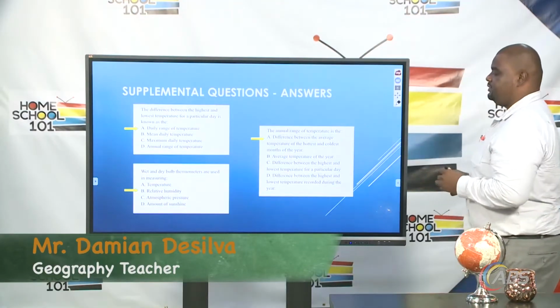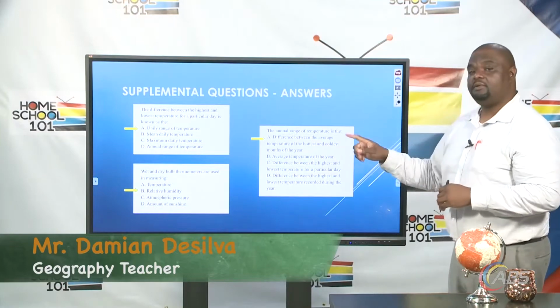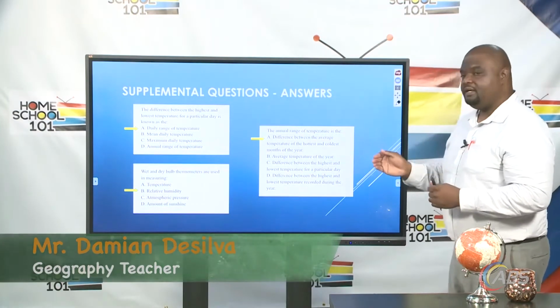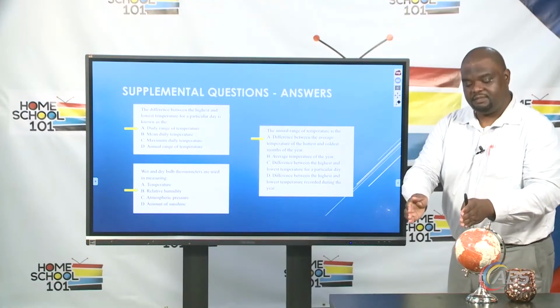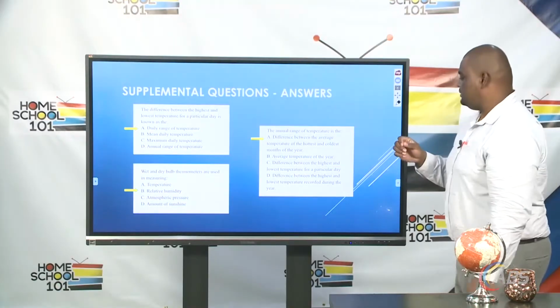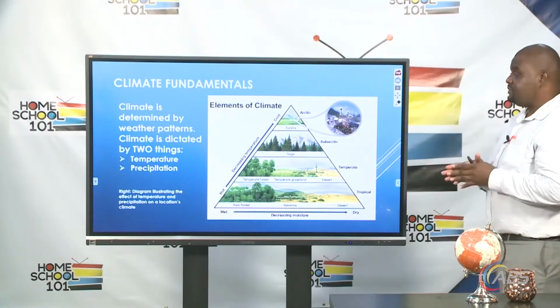Annual range of temperature: the difference between the temperature of the hottest and the coldest months of the year. So in this case, as it says in the answer, it's a monthly temperature that's to be expected, and the highest and lowest are subtracted. Moving on. So now we're looking at climate specifically.